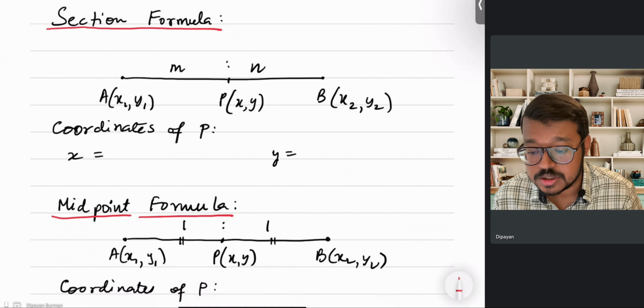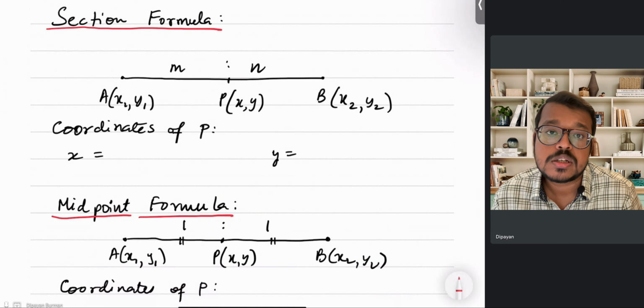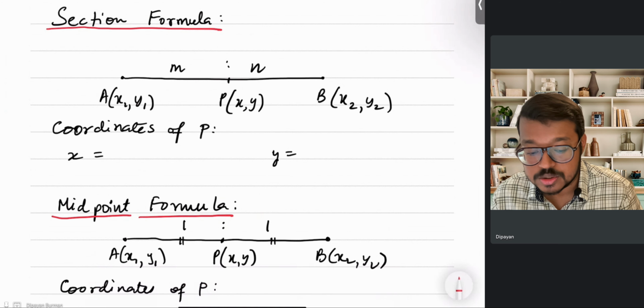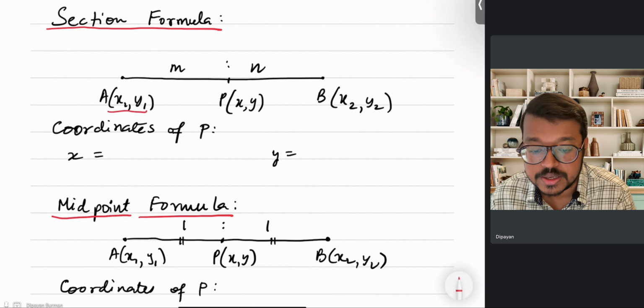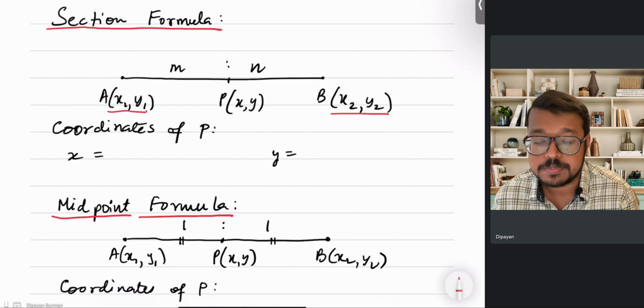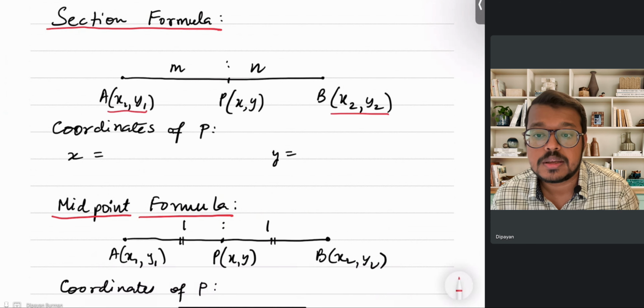Let's recap section formula. Section formula is when we have a line segment AB, and the endpoints A and B have some coordinates, let's say x1, y1 and x2, y2, and there is a point P in between the line segment AB. So the point P is dividing the line segment AB in some ratio, and let's say the ratio is m:n.